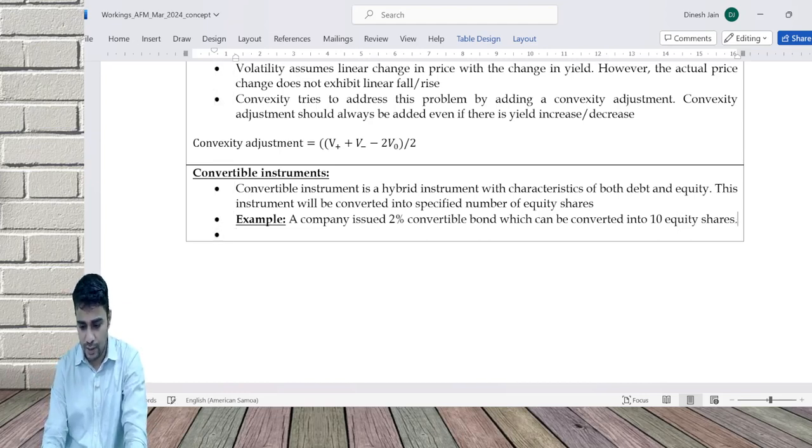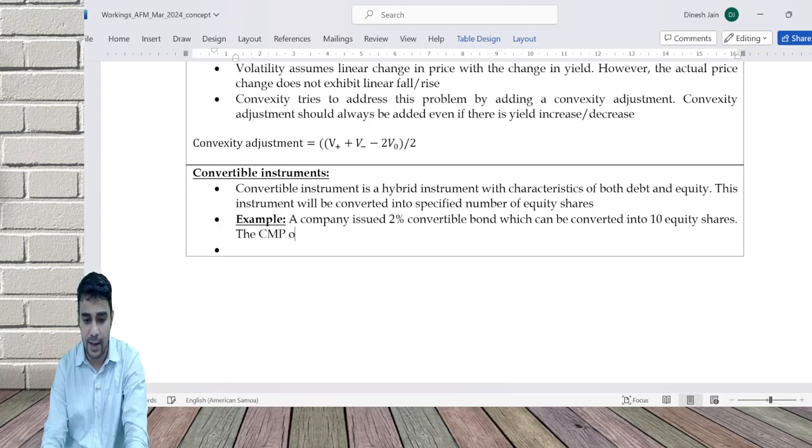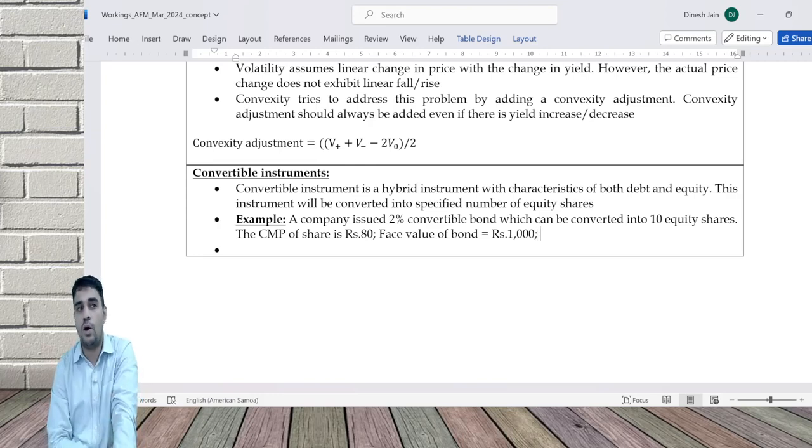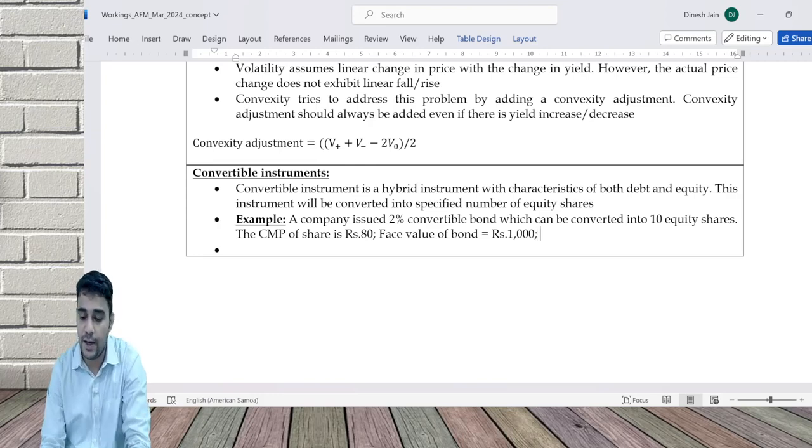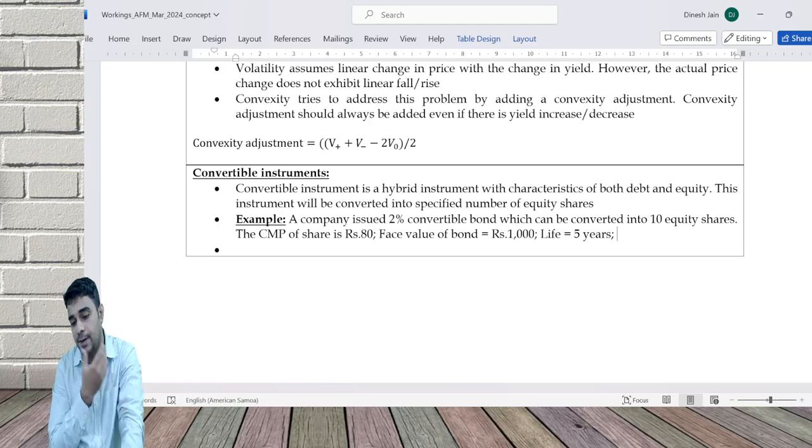Now, add certain extra information here. Current market price of share is 80 rupees. Face value of bond is 1000, so that I can keep calculating all of those items which I want to do. Life is 5 years.